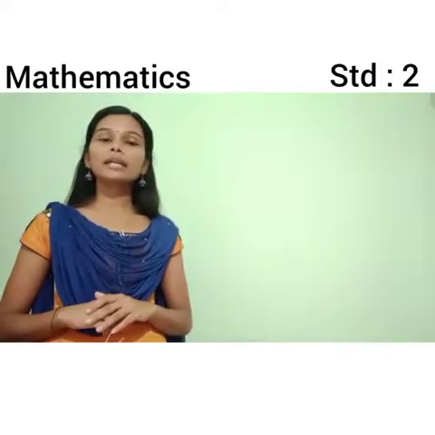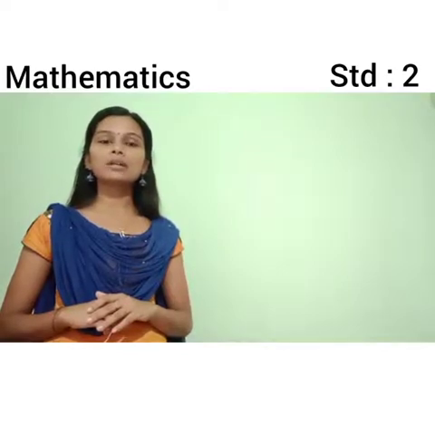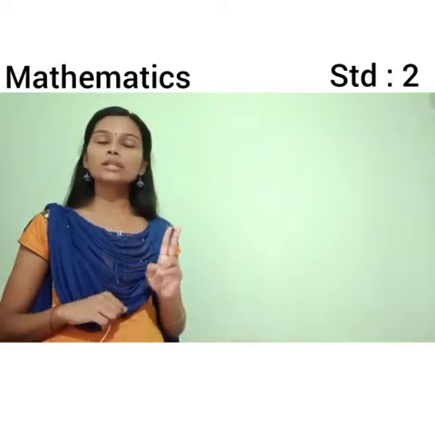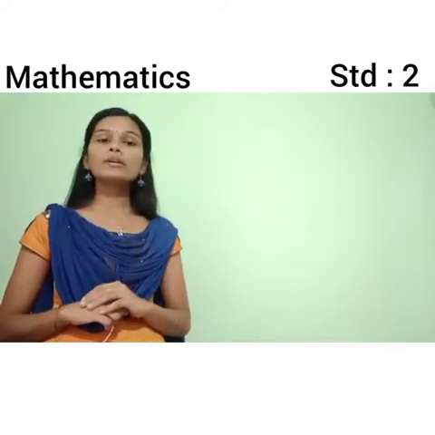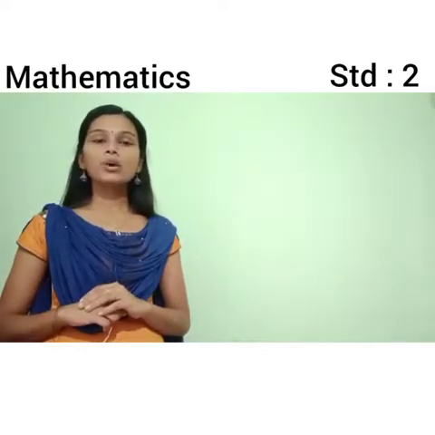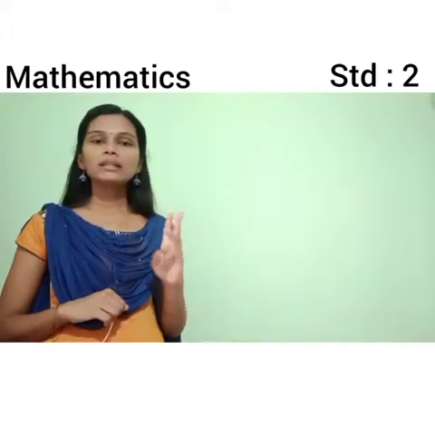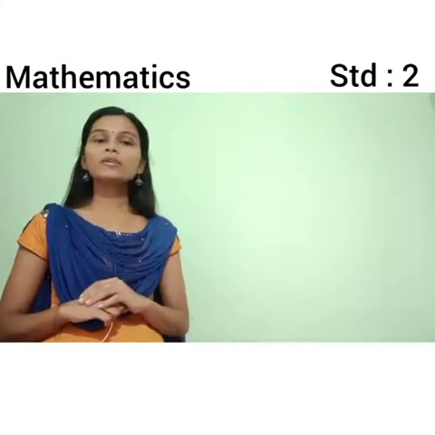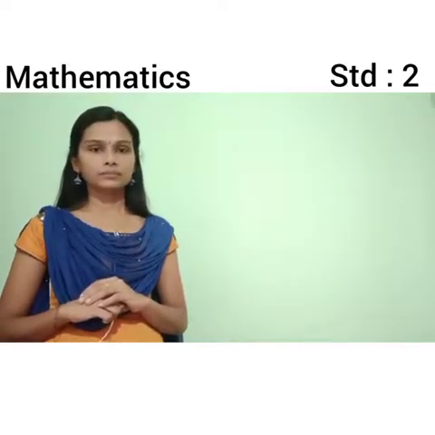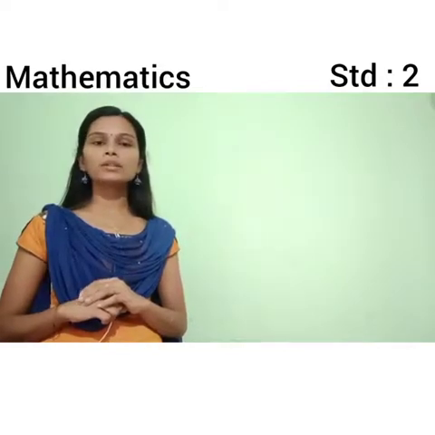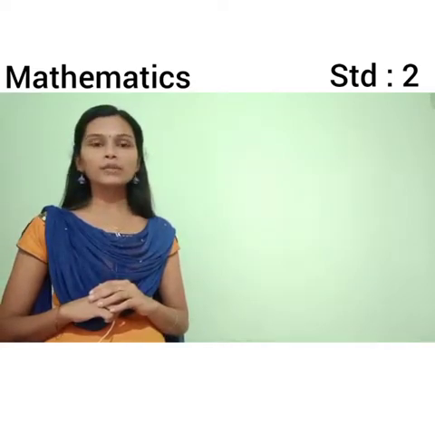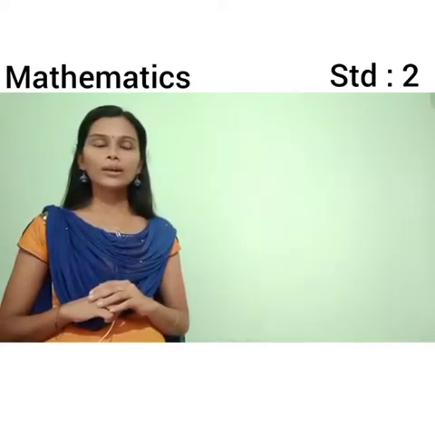Today we are going to study the last topic of the third chapter, called place value. We have already studied the comparison of two-digit numbers and also we know how to arrange the two-digit numbers in ascending and descending order. Today we are going to study the comparison of three-digit numbers and also how to arrange three-digit numbers in ascending and descending order. It will be very easy for you because you have already studied the comparison of two-digit numbers and the arrangement of numbers in ascending and descending order.